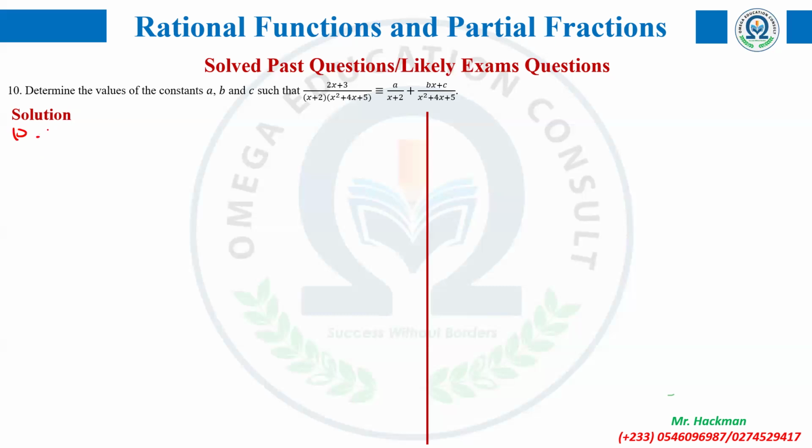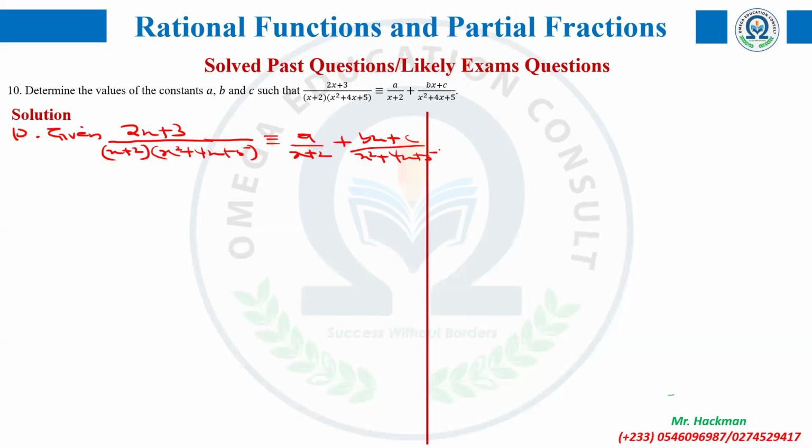What are we given? We are given 2x plus 3 all over x plus 2 times x squared plus 4x plus 5, which is identical to a over x plus 2 plus bx plus c all over x squared plus 4x plus 5. So here, immediately you see the numerator of this one is linear. It means this is not factorable. If it were factorable, we would have factorized and given it in another form. You don't even need to check whether it's factorable. Once it's coming from the question and we wrote bx plus c here, it means it's not factorable. Otherwise, it wouldn't have been given a linear numerator.